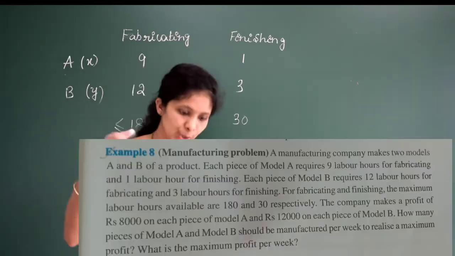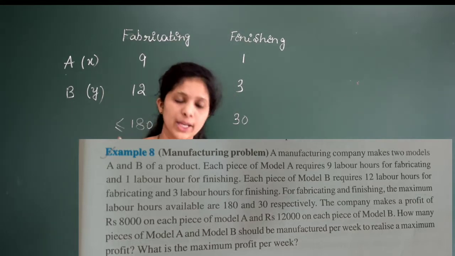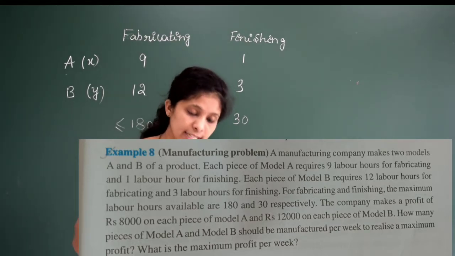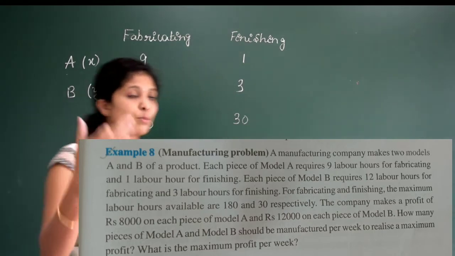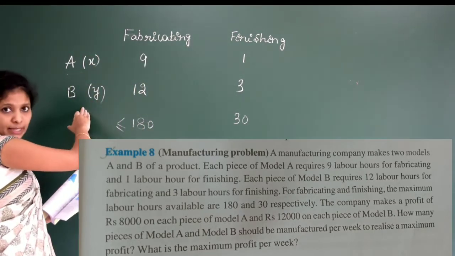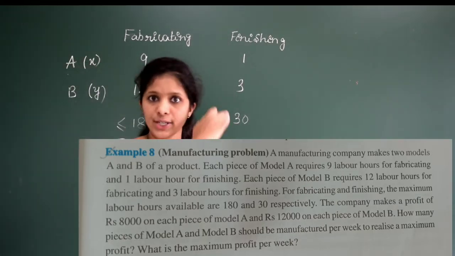Is it clear? Now how to do it? How many pieces of model A and model B should be manufactured per week to get the maximum profit? To get the maximum profit, how many of model A and model B they have to release, and what is the maximum profit? That you have to find.